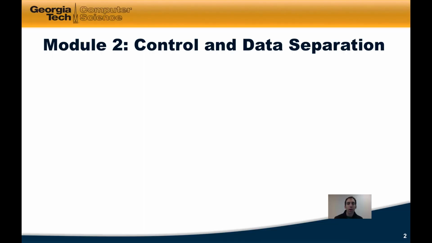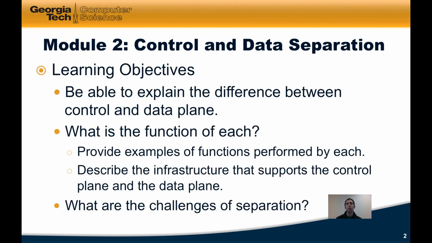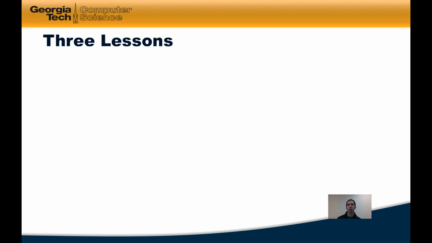Welcome back. We're now starting the second module where we will talk about the control and data plane separation. By the end of the module, you should be able to explain the difference between the control and data planes, as well as the functions of each of them, including the infrastructure that's required to support each of the control and data plane. We'll also talk about the challenges of separating the control and data plane and various approaches that have been taken to tackling these challenges.